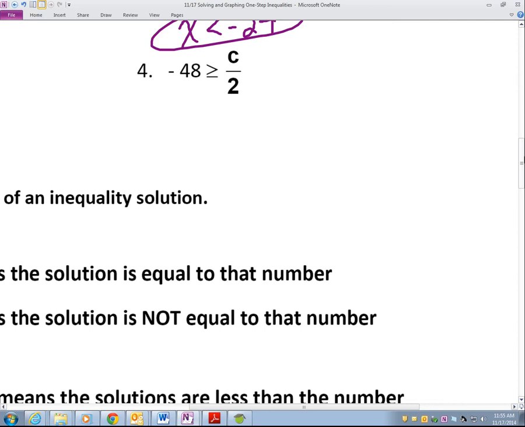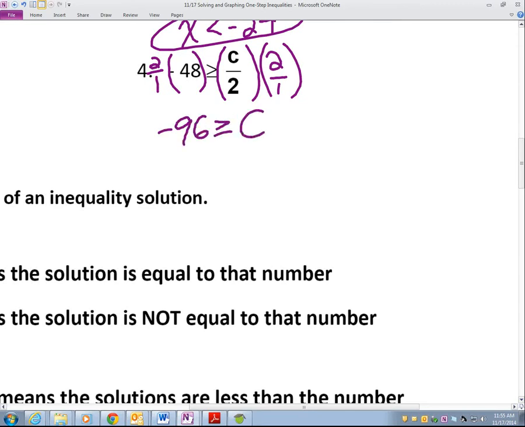Who haven't I heard from today? Mr. Brammer. Multiply by 2. Yes, and both sides, right? Good. Okay, we have to multiply both sides by 2 because that's the inverse of C divided by 2. 2 times 1. I don't need to flip the sign because I'm not multiplying by a negative. So this now becomes negative 96 is greater than or equal to C.